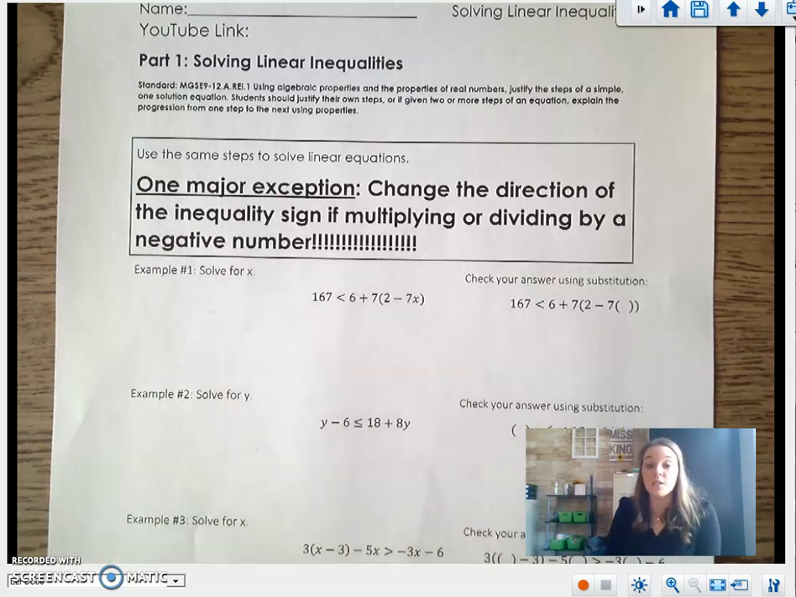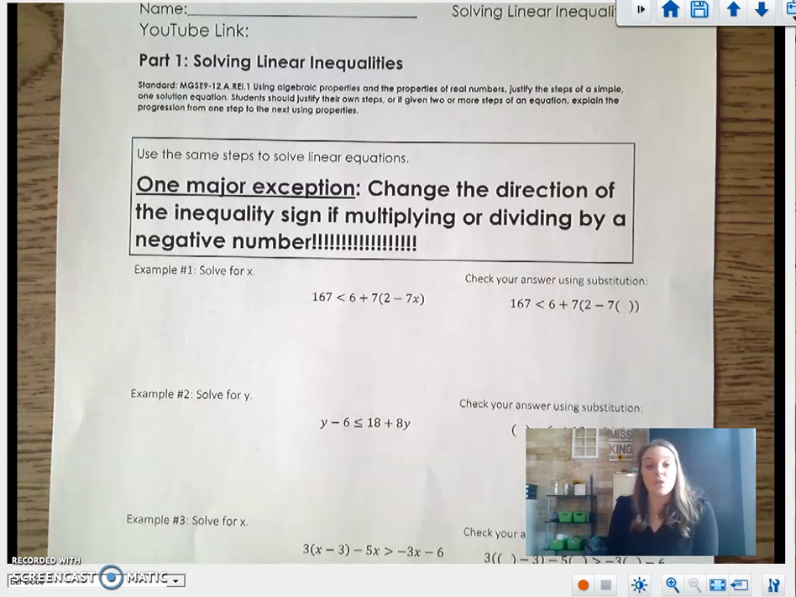So the major exception when you're solving linear inequalities is to change the direction of your inequality sign if you multiply or divide by a negative number. And this is huge. This is the most common mistake that students make when solving linear inequalities.